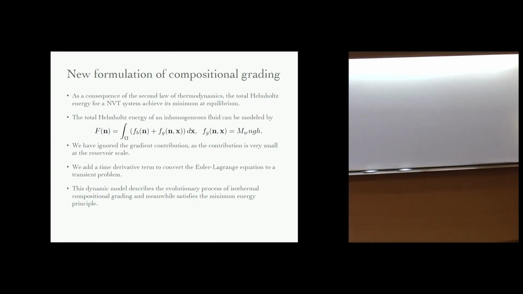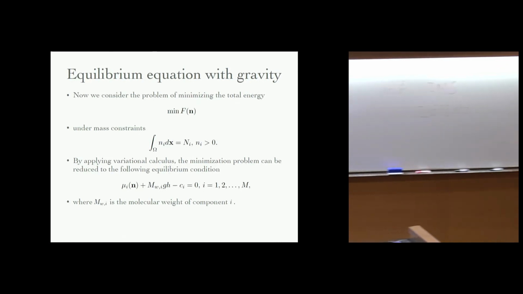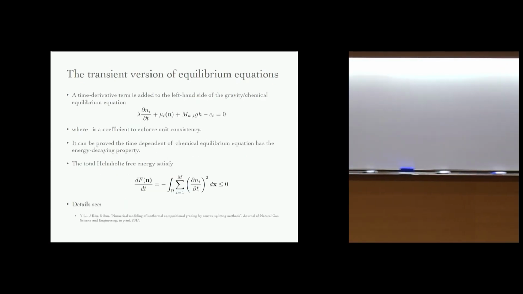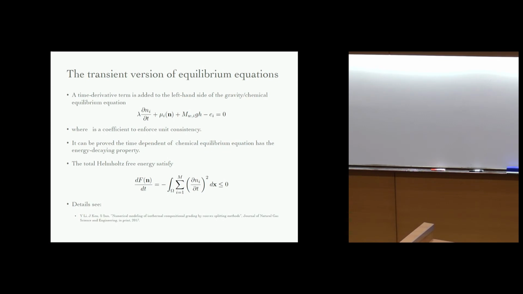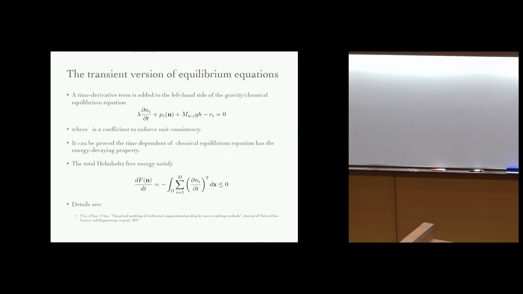So again, the problem is trying to minimize the energy. This is the problem statement with gravity. Then we end up with the equation we're trying to solve, the Euler-Lagrange equation. But we add the time derivative, so an Allen-Cahn-like equation, such that we can construct a solution sequence. And we can first show that the Helmholtz free energy of the system defined by this equation actually decays, which is physically consistent with what we're expecting.